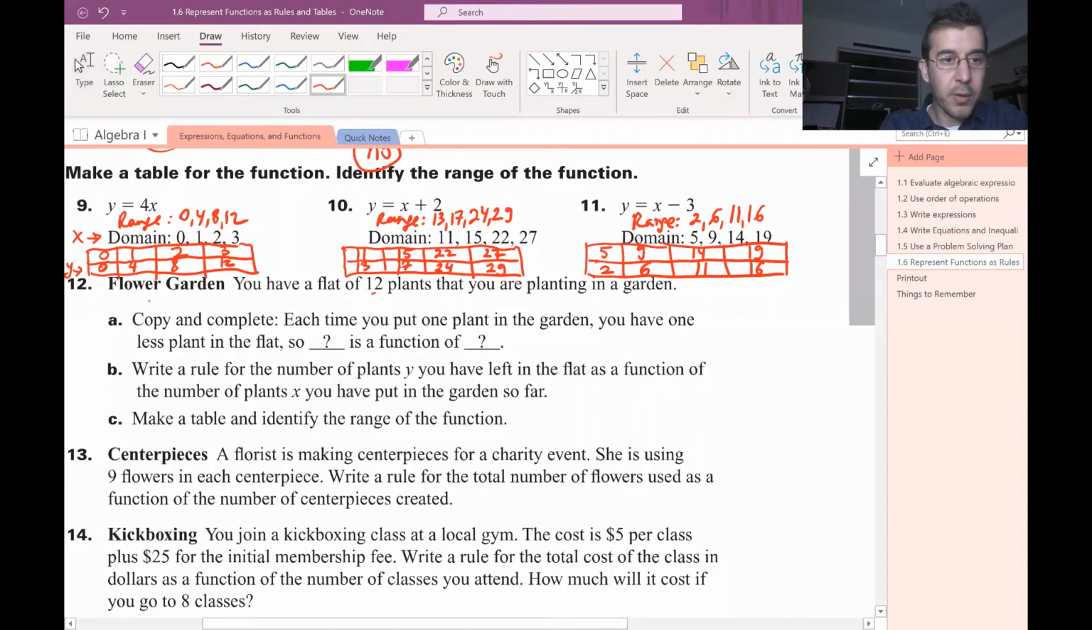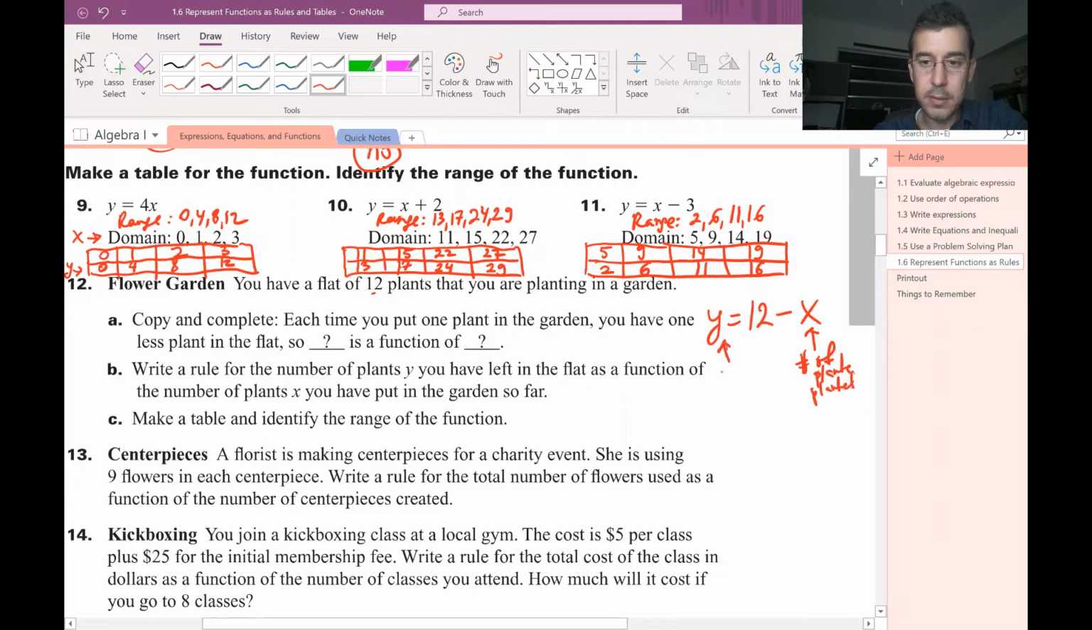And number 12, flower garden. You have a flat of 12 plants that you're planting in a garden. Under A, copy and complete. Each time you put one plant in the garden, you have one less plant in the flat. Okay, so question mark is a function of question mark. So this can be represented as a function y is 12, what you have, minus what you plant. So this is the number of plants planted.